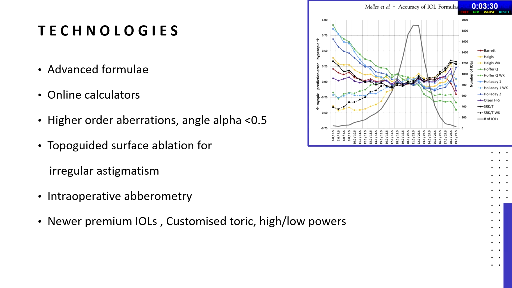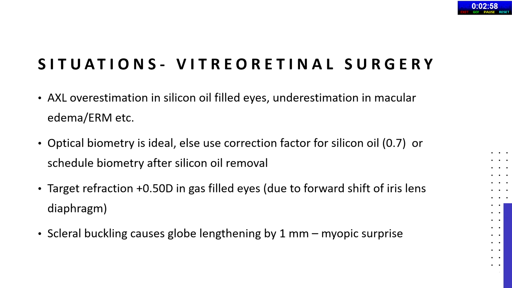aberrometers, which will actually give us the measure of the aberrations, and these tools actually help us to calculate the IOL power more accurately. We also have the intraoperative aberrometry, which is coming up, and that is also useful for the post-refractive surgery eyes to enable a more accurate prediction of the IOL power. And we have newer premium IOLs, and also we are able to customize toric and also higher power IOLs for our patients with the newer technologies that are available.